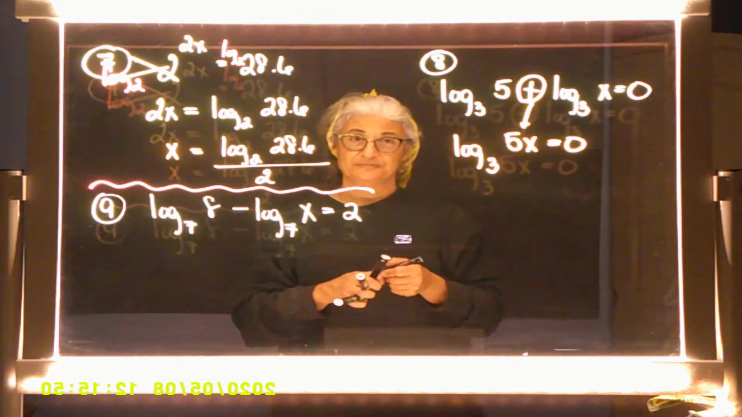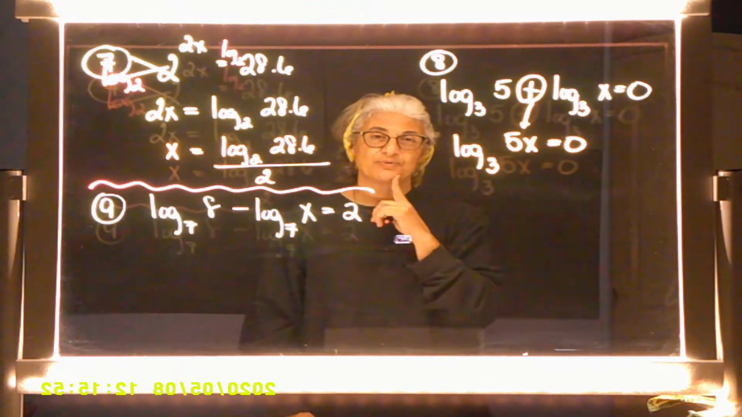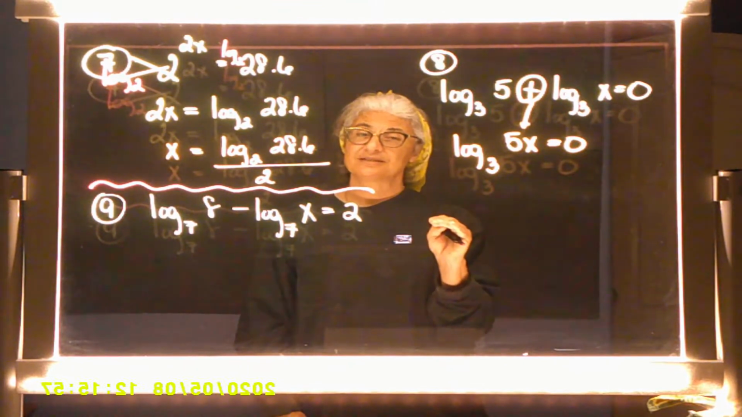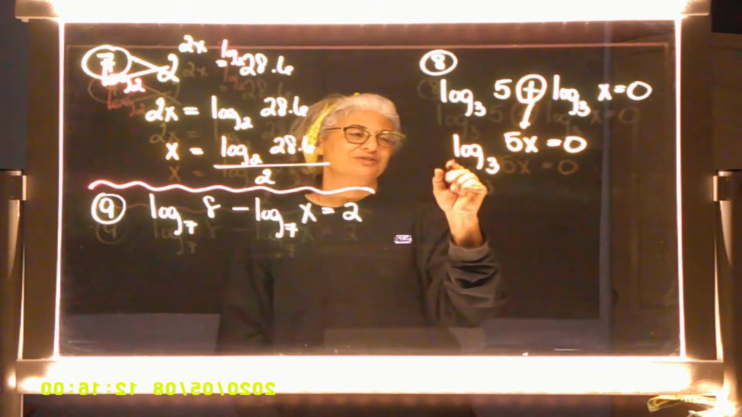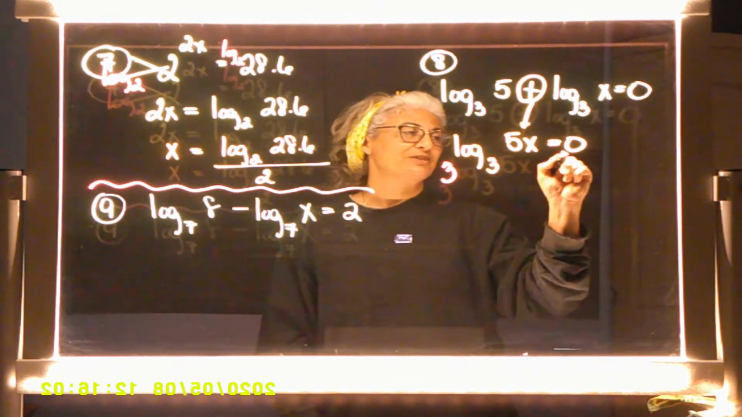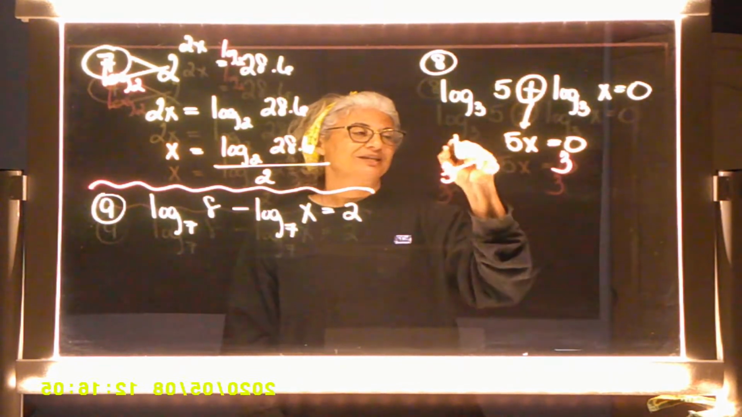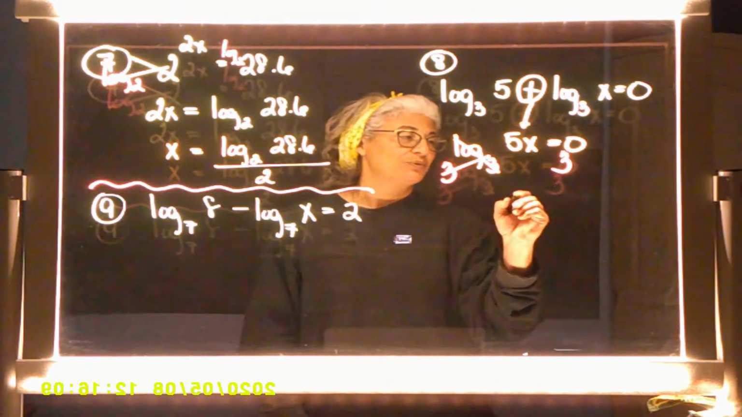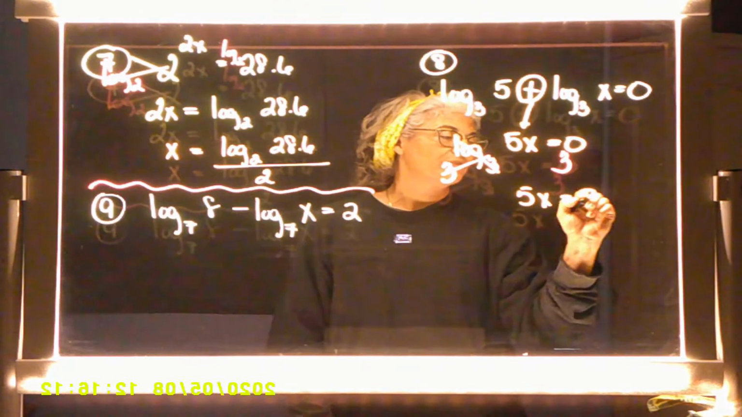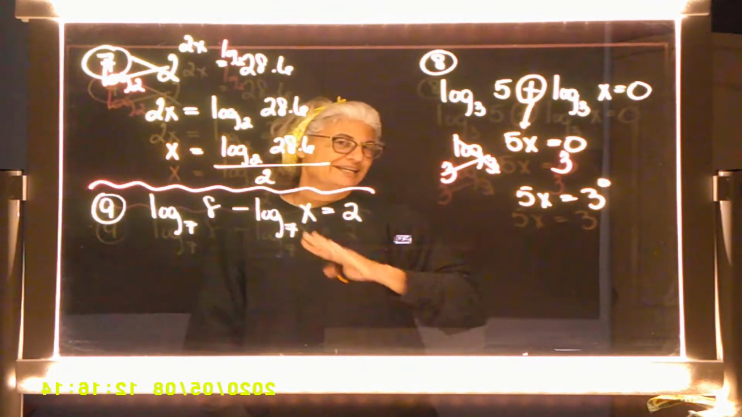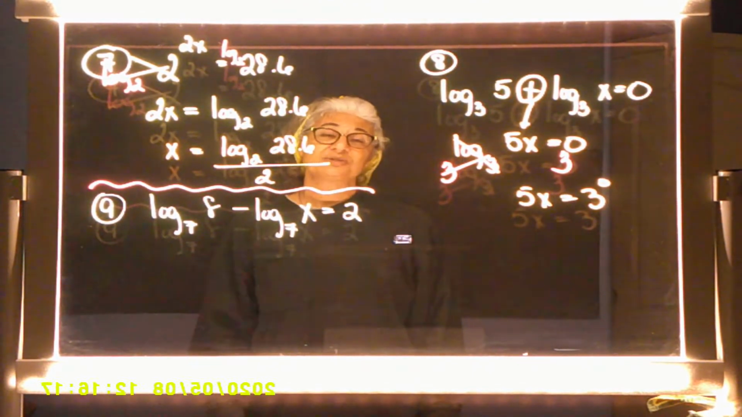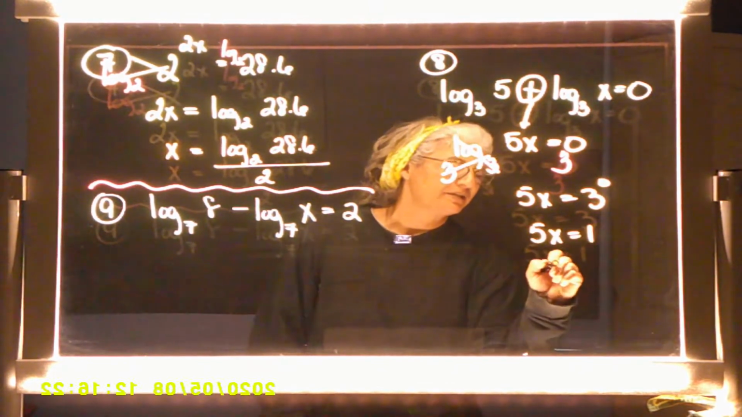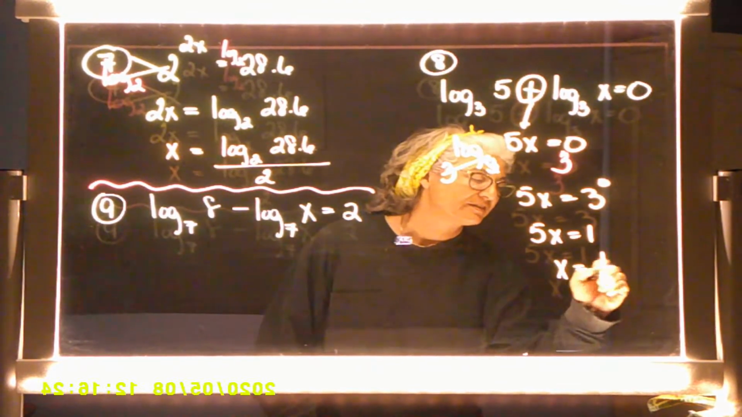Okay, now, log base 3 needs to go. The inverse of a log base 3, that's right, is an exponential base 3. So I need to take an exponential base 3 of both sides, don't I? That'll cancel this out. Agreed? Which will leave me with 5x equaling 3 to the power of 0. And now it's all algebra. What's 3 to the power of 0? Good, 1. So I have 5x equaling 1 and x equaling 1/5.